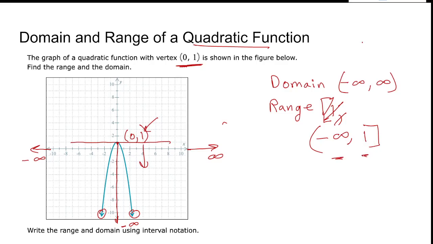Okay, so that's all we were asked for here, the range and domain. Again, if we wanted the axis of symmetry for this particular one, we can see the vertex, the x value of the vertex is 0. The y-axis is the axis of symmetry, and so we say that x equals 0. That's the equation of the y-axis, the axis of symmetry. Okay. And we've done this using interval notation.